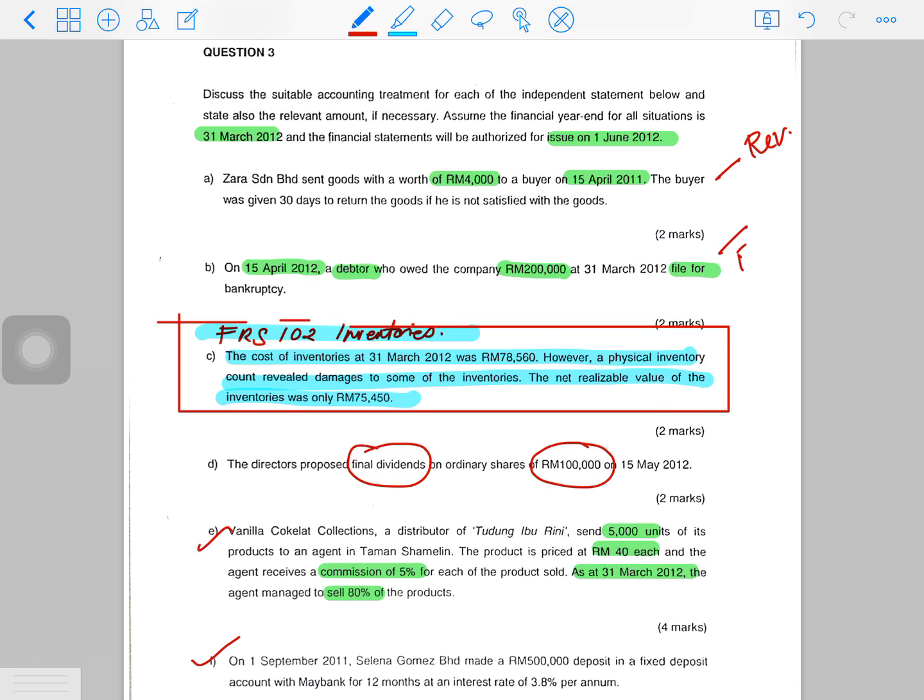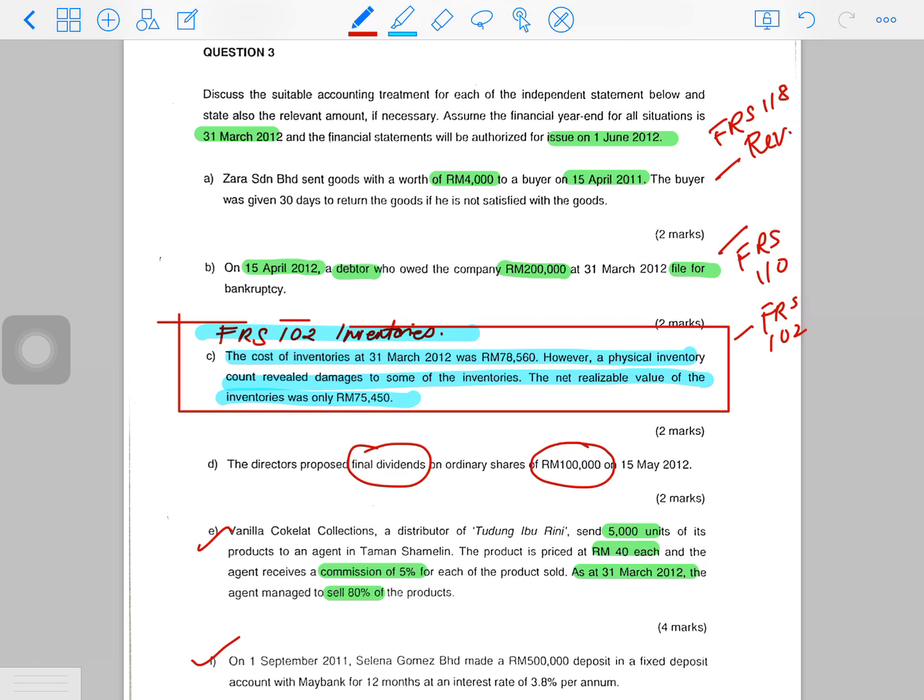FRS 118. FRS 110. FRS 110 event after balance sheet date. Here is FRS 118 revenue. Here is FRS 102 inventory. Okay.